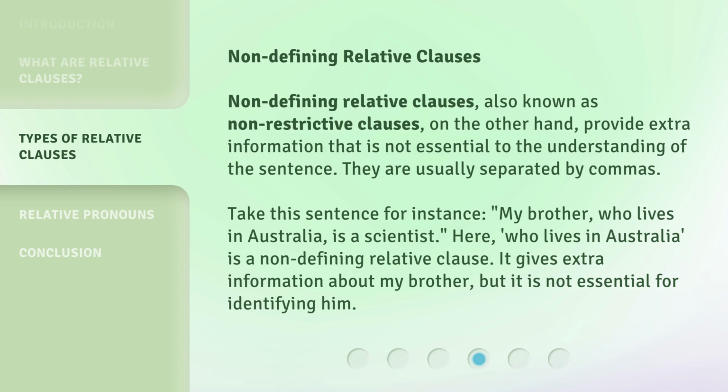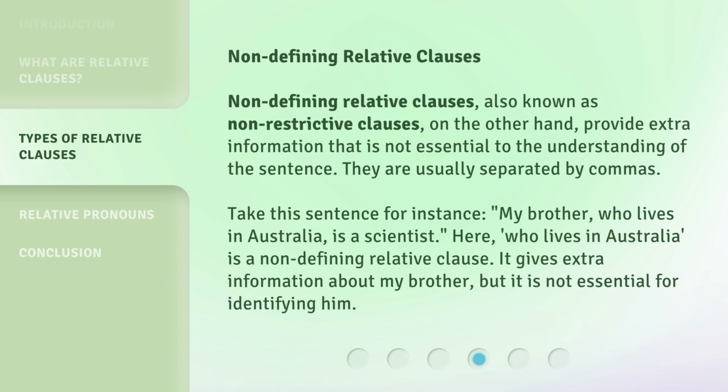Non-defining relative clauses, also known as non-restrictive clauses, on the other hand, provide extra information that is not essential to the understanding of the sentence. They are usually separated by commas.